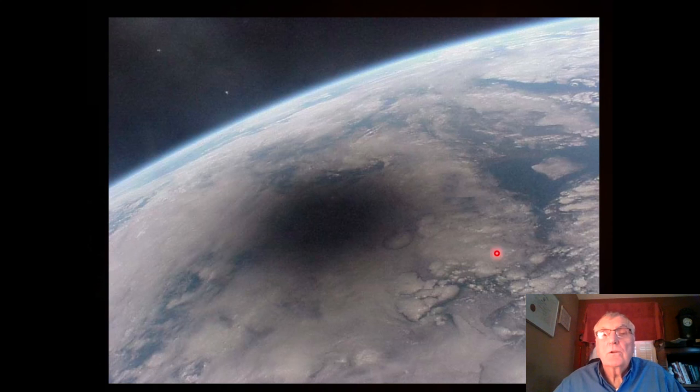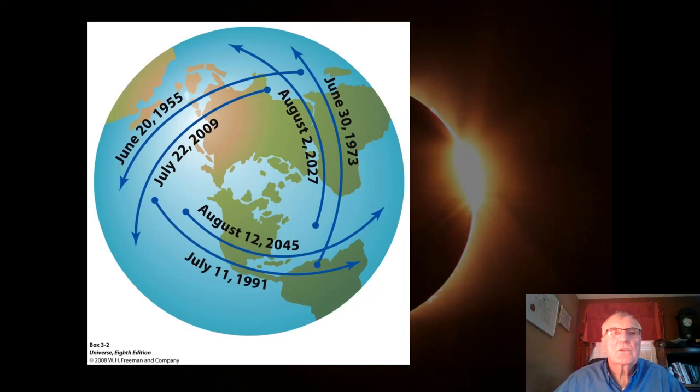So here's what the shadow looks like from space. I told you, it's fuzzy around the edges. You may never have noticed that, but your brain has. And when that changes, that affects you. And we'll talk about that much later in this presentation.